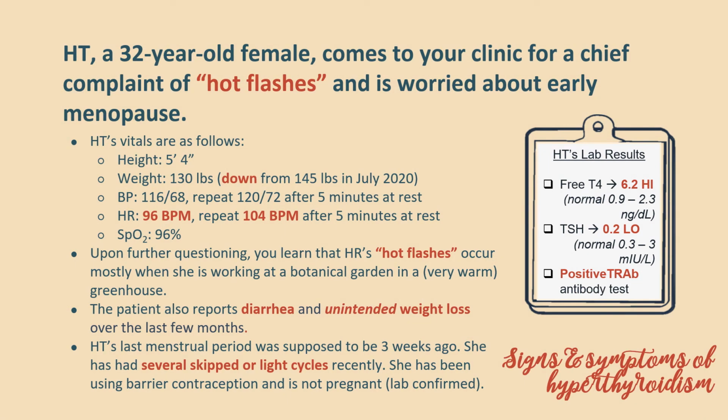So all of these here in red are signs and symptoms of hyperthyroidism. Her lab results came back with high T4 and low TSH and a positive antibody test, which means she likely has Graves' disease that is leading to her hyperthyroidism.